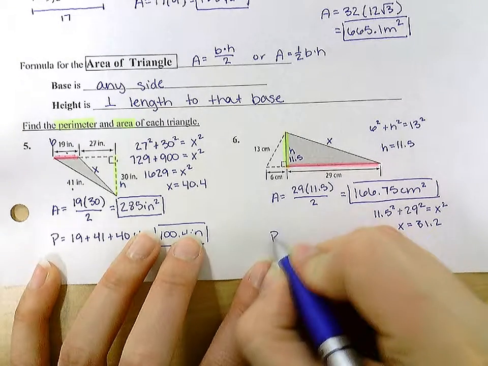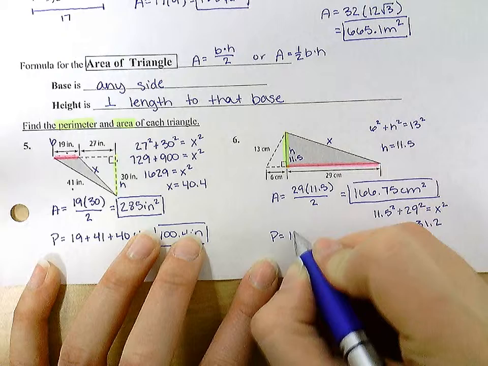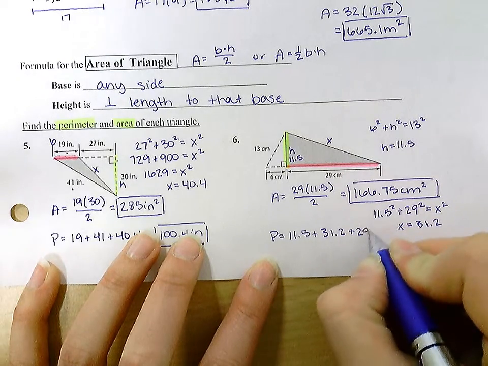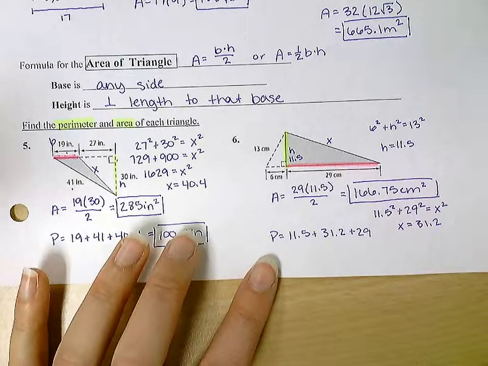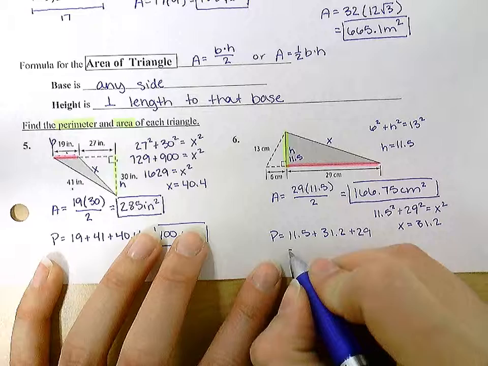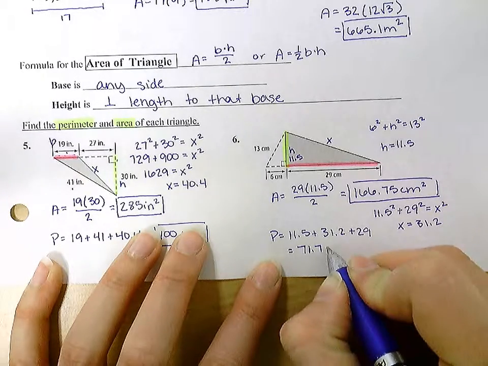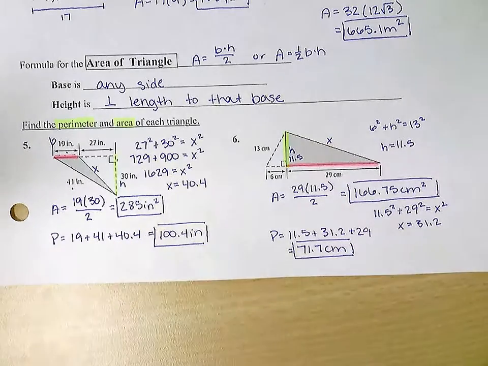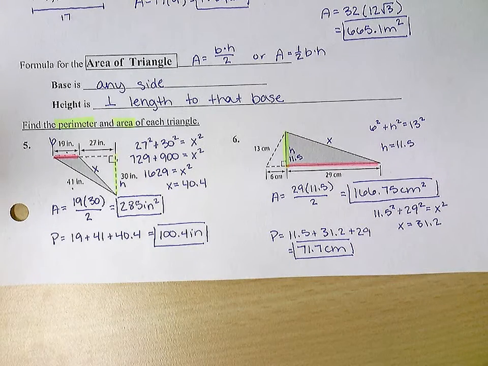Okay, so the perimeter, I would add 11.5 plus 31.2 plus 29. So all 3 sides of that shaded triangle, and that is 71.7 centimeters. Okay, so for that problem, you did have to use the Pythagorean theorem twice. Okay, questions?